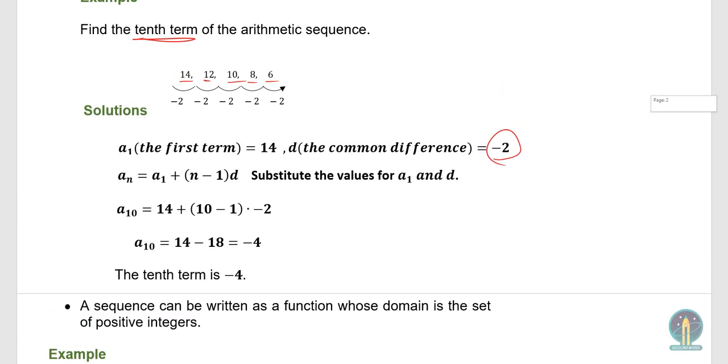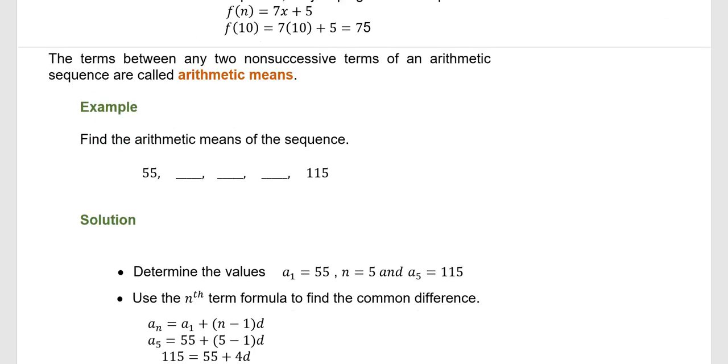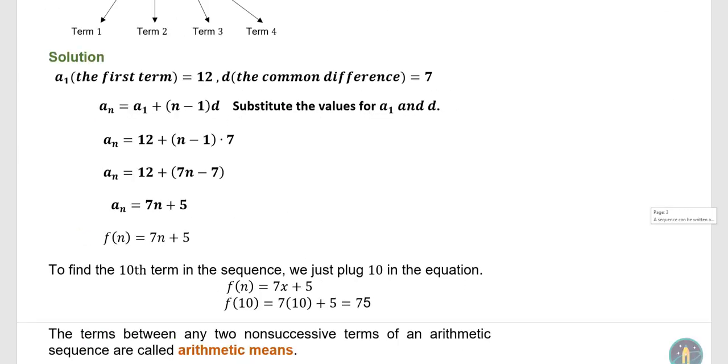So here we have 14 minus 2 becomes 12, minus 2 becomes 10, minus 2 becomes 8, minus 2 becomes 6, etc. So this is an arithmetic sequence. We need to find the 10th term. So what do we have? Our equation up here, let me keep it in sight.